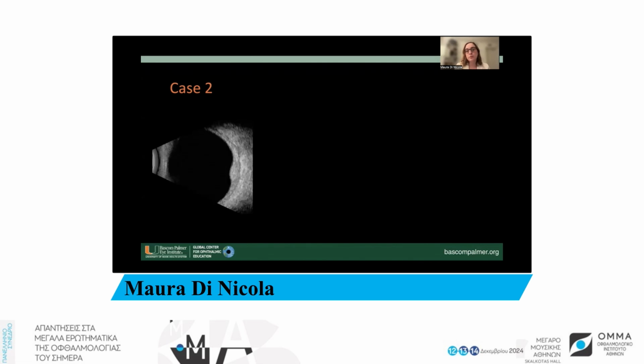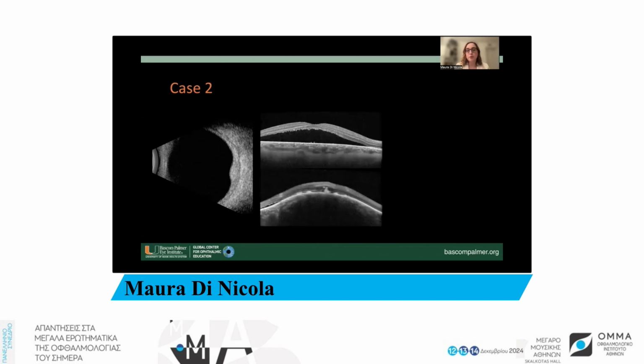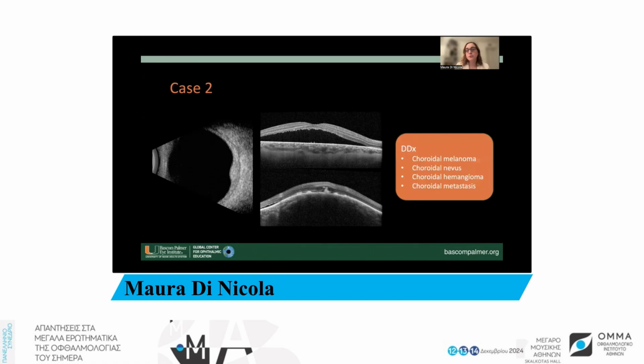What is very different from the first case, though, is the B scan. Again, we obtained a B scan, and you can see here that the reflectivity of the lesion is much higher than what I showed in the first example. OCT confirmed the presence of subretinal fluid involving the fovea and the presence of this dome-shaped lesion with overlying clumps of so-called orange pigment. So the differential diagnosis here includes potentially choroidal melanoma, nevus, hemangioma, or metastasis.